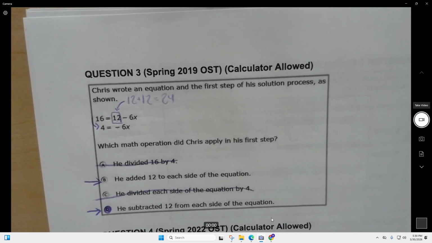And that's it. Calculator allowed? Not needed.